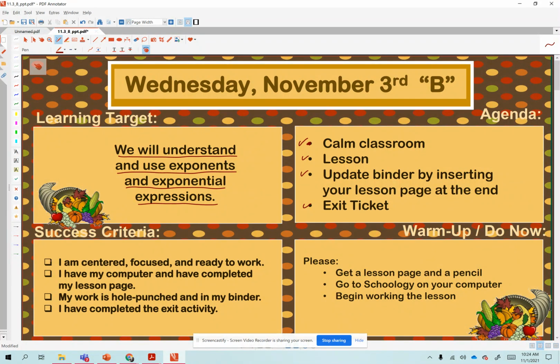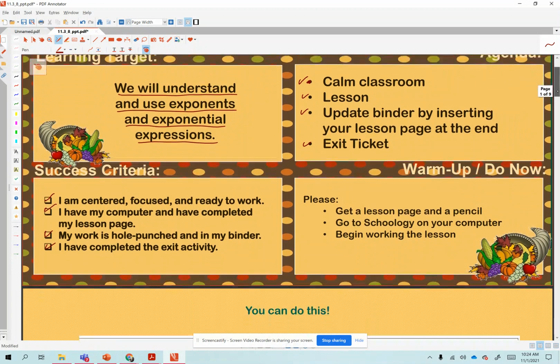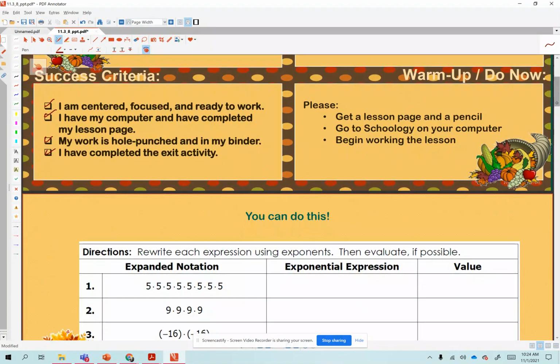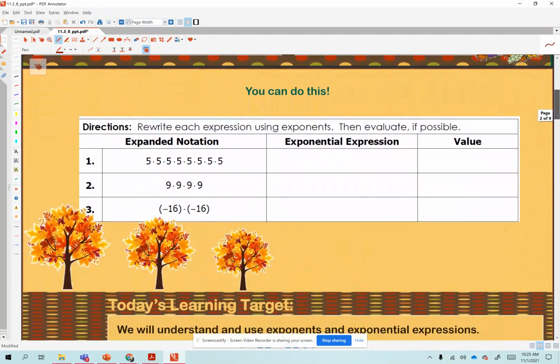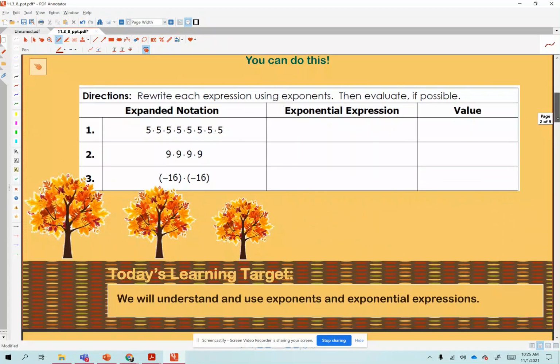So when we are finished, besides being centered and ready to work, you'll have your computer, your completed lesson page all done, hopefully. Your work will be hole punched and in your binder, and you will have answered the exit question. So make sure you get a lesson page, you have a pencil, go to Schoology on your computer and get started. So here we go. And I like to remind you in these beautiful fall days that you can do this.